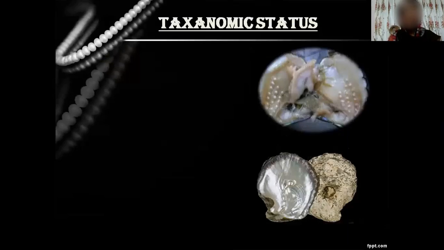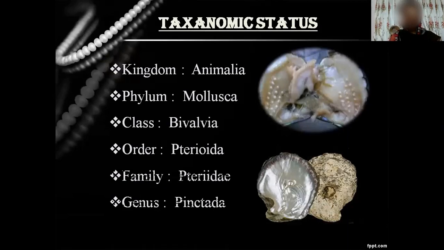Taxonomic status of the mollusk. Kingdom is Animalia, phylum is Mollusca, class is Bivalvia, which has two valves. Then order is Pteroida, family is Pteriidae, and genus is Pinctada. The basic species that produces pearls is Pinctada maxima.